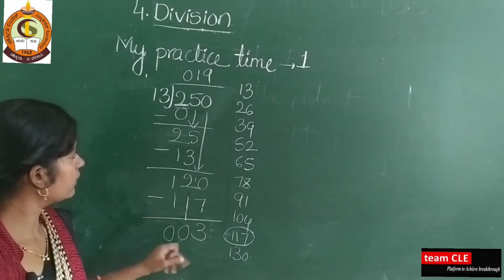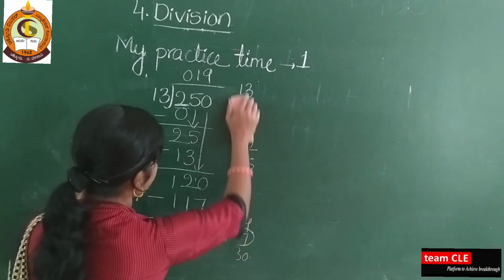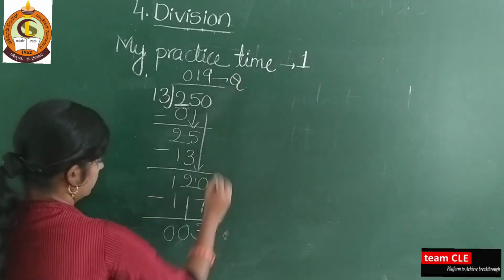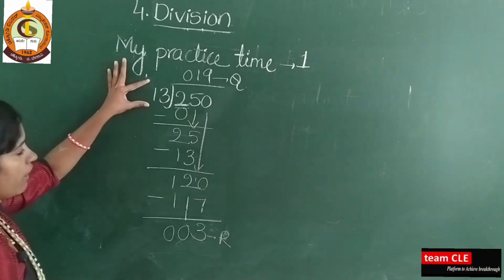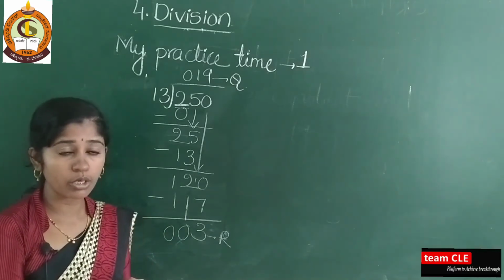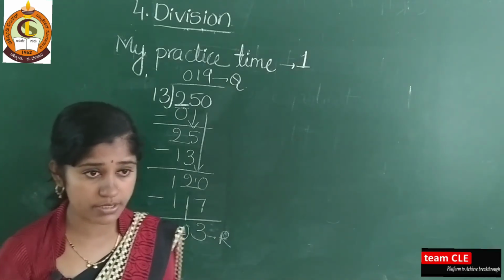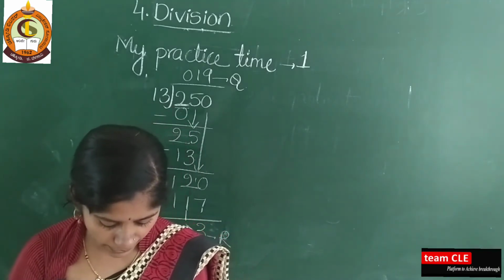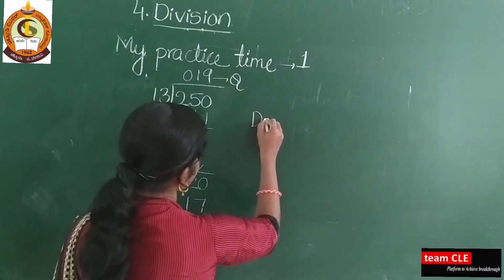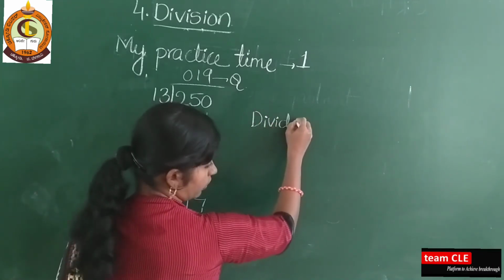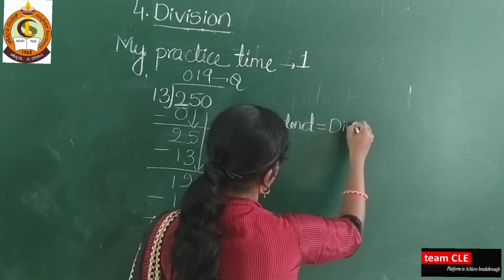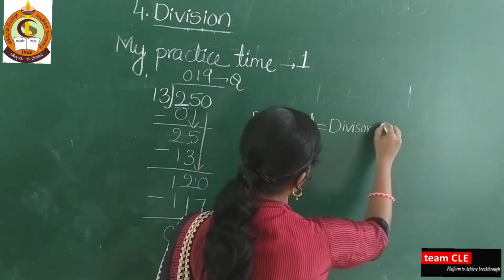Now you have to write which one is the quotient, this is the remainder, this is the divisor, and this is the dividend. So here your half work is done. Now I need to check the answer, means I need to verify my answer. For that you have a formula. What is that formula? Dividend is equal to divisor into quotient.